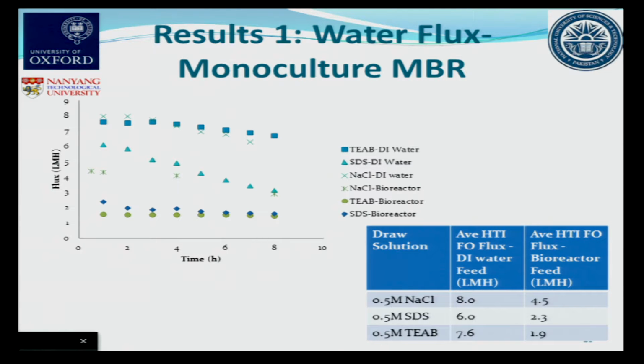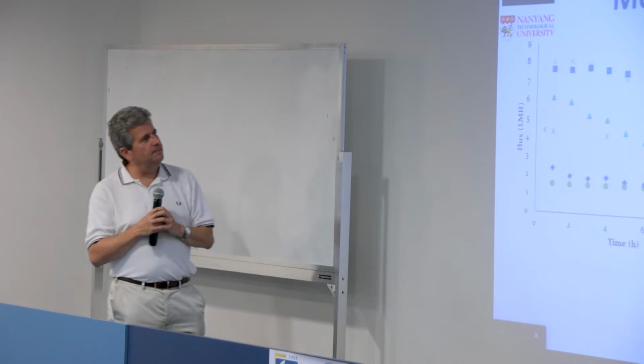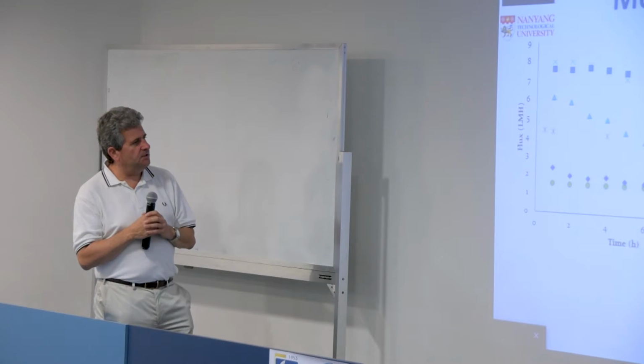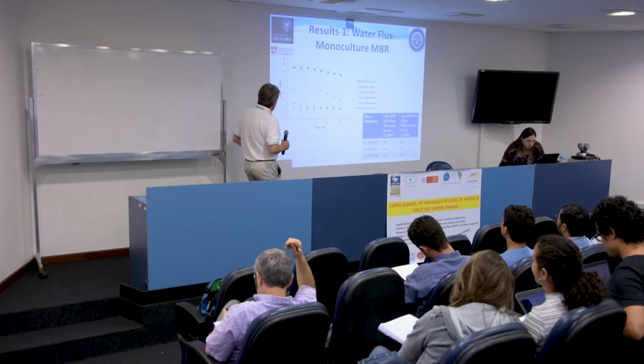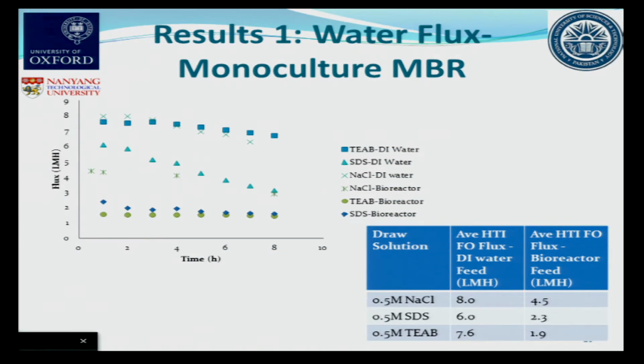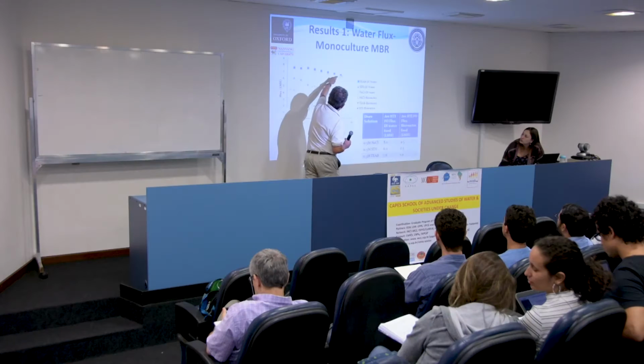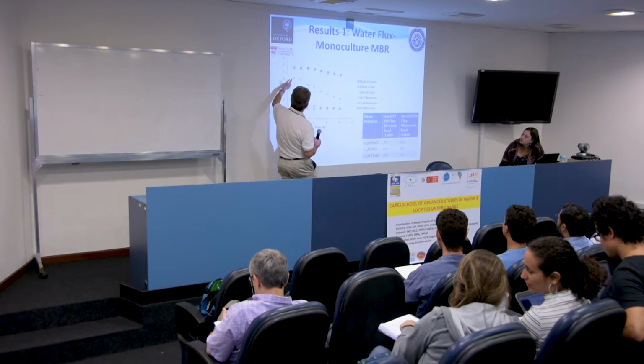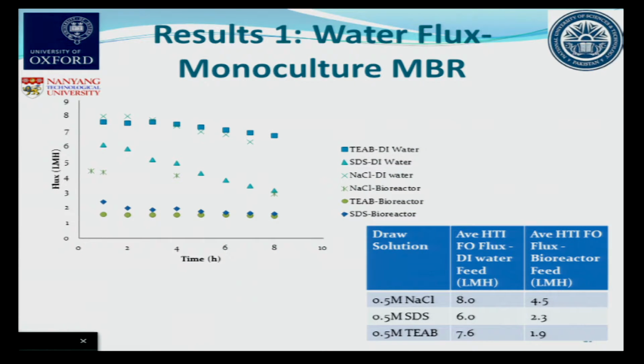So here, I've got a monoculture. This is just to remember that we've got the synthetic wastewater, and we're looking at water flux with time. You can see I've got these different surfactants. I'm using the TEAB and the SDS. So there's my TEAB. It's reasonably stable. The SDS is dropping off quite a lot more.